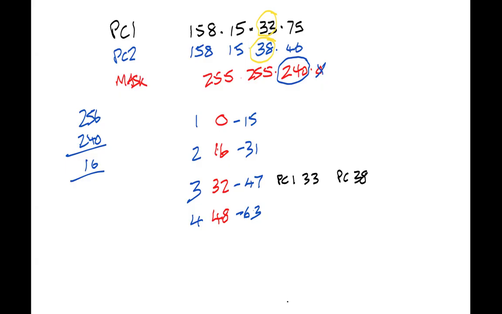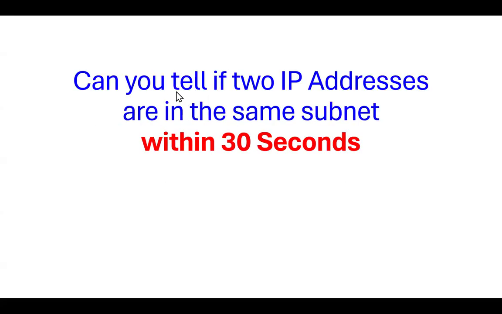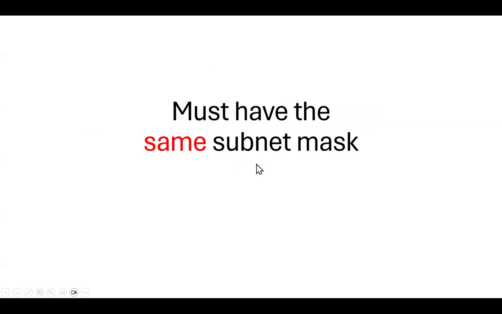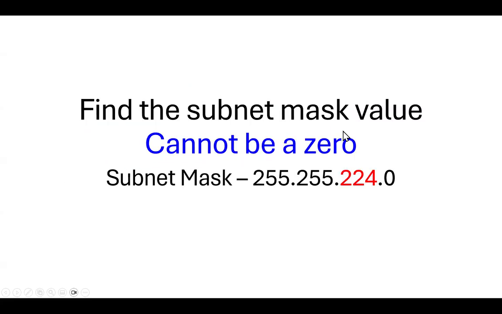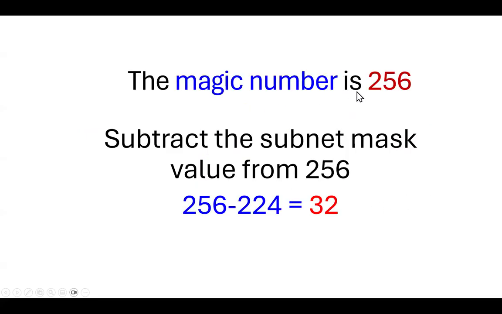Let's go back for a summary of what we've just done. So if I share my screen, and I'll go back to the very beginning, how can we tell if 2 IP addresses are in the same subnet? They must have the same subnet mask. So here's our 2 IP addresses, and they've got the same subnet mask. Then I go to the subnet mask, and I take the first value from the right-hand side that's not a 0, 224. Then I take the magic number 256. I take the 224 away. That gives me 32.